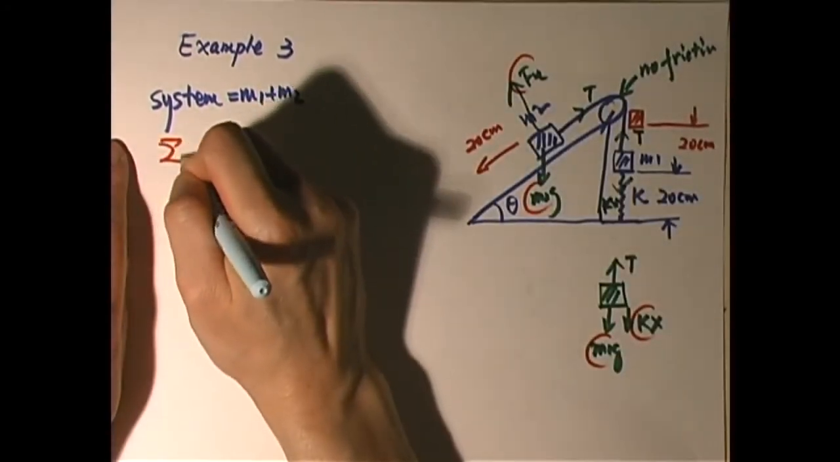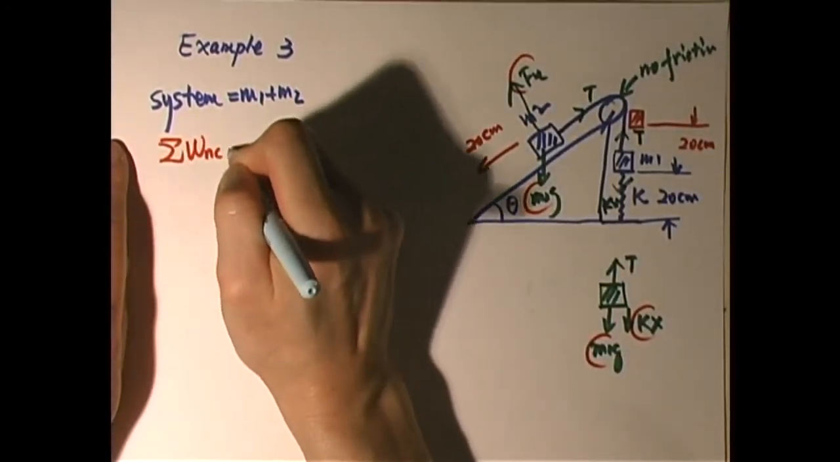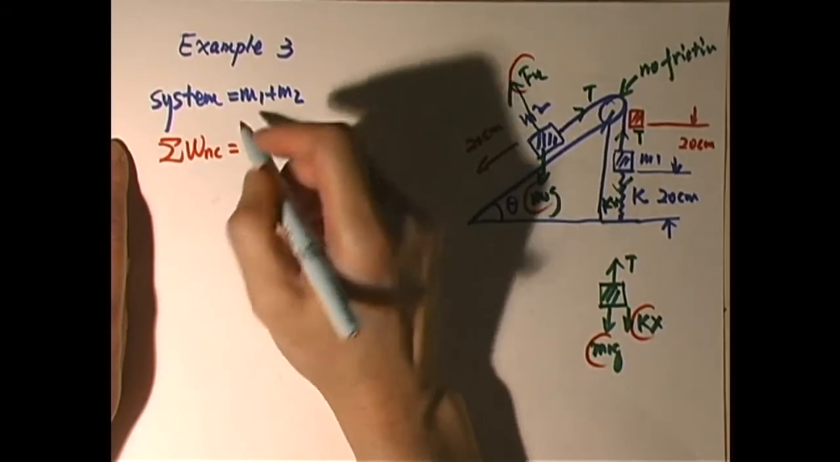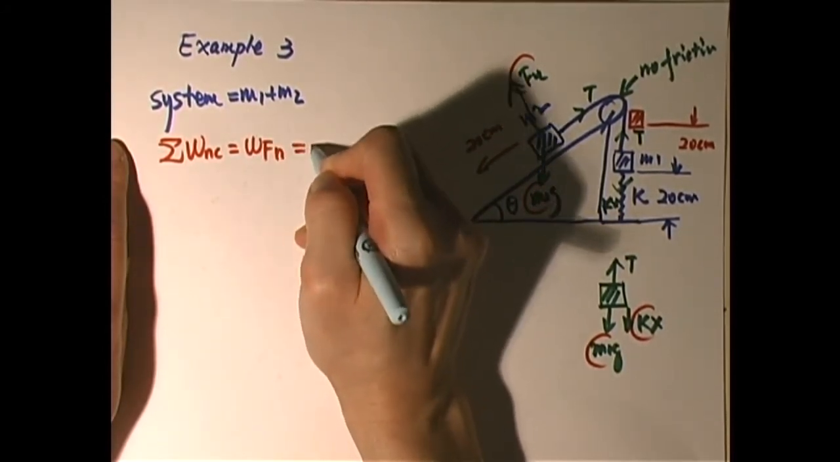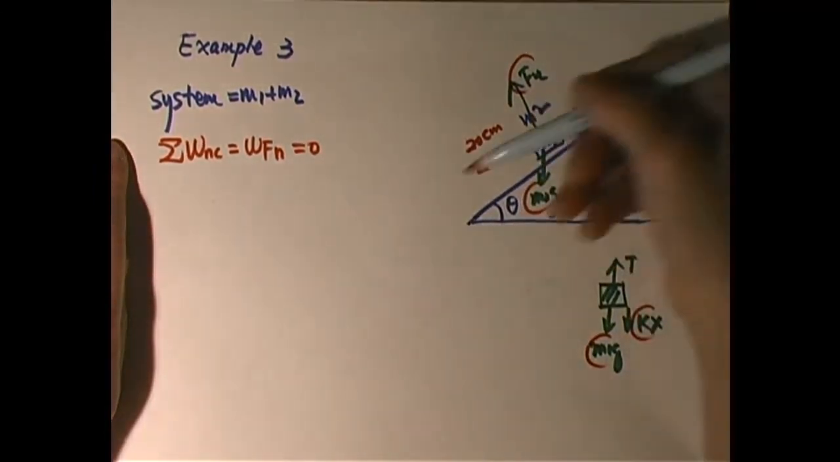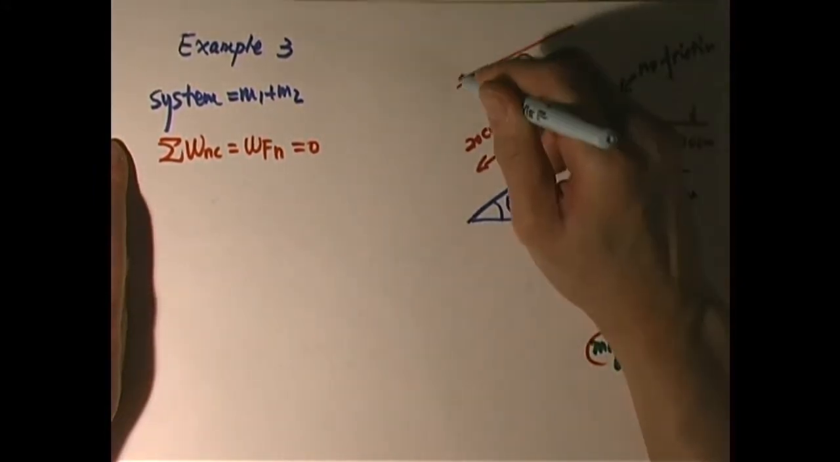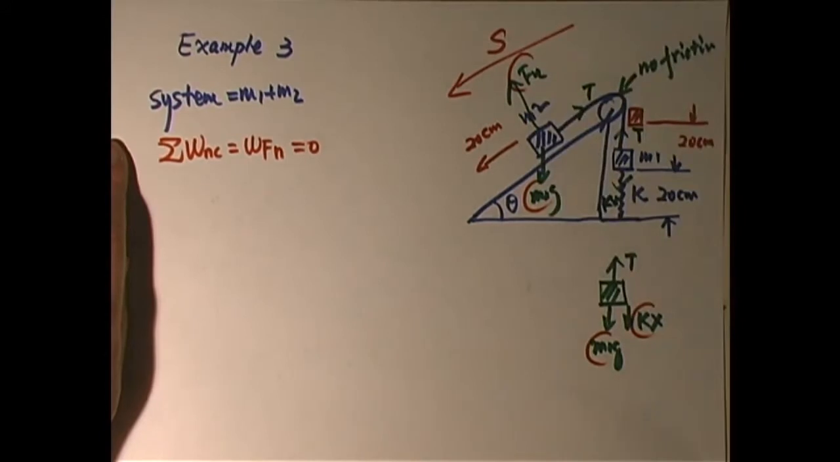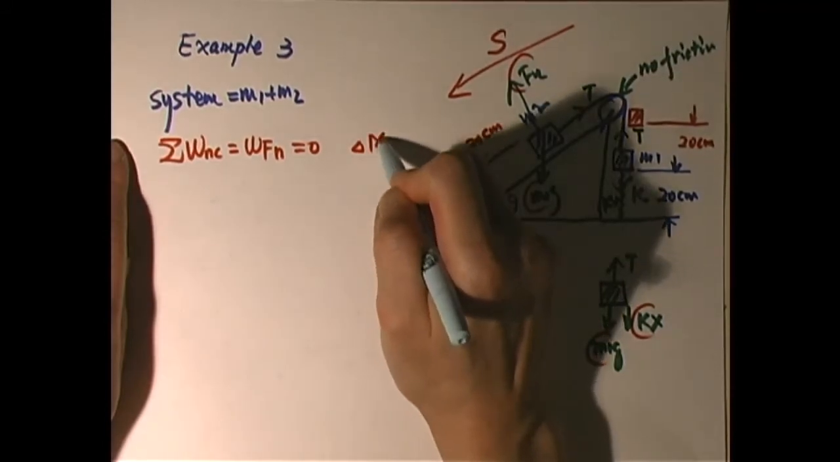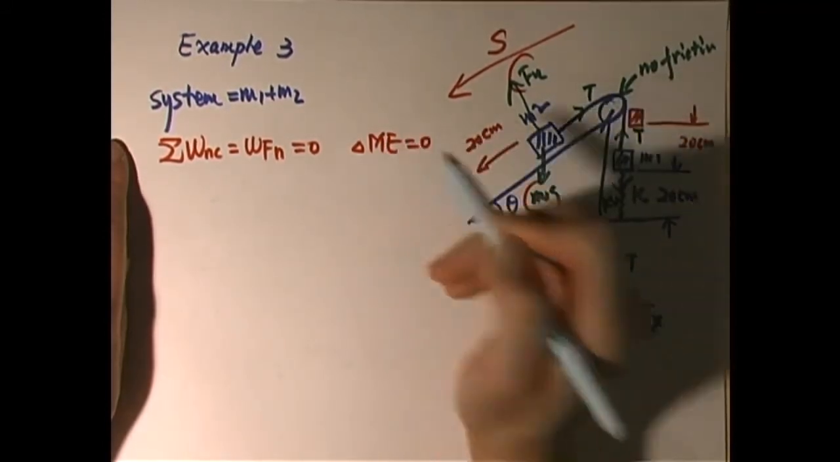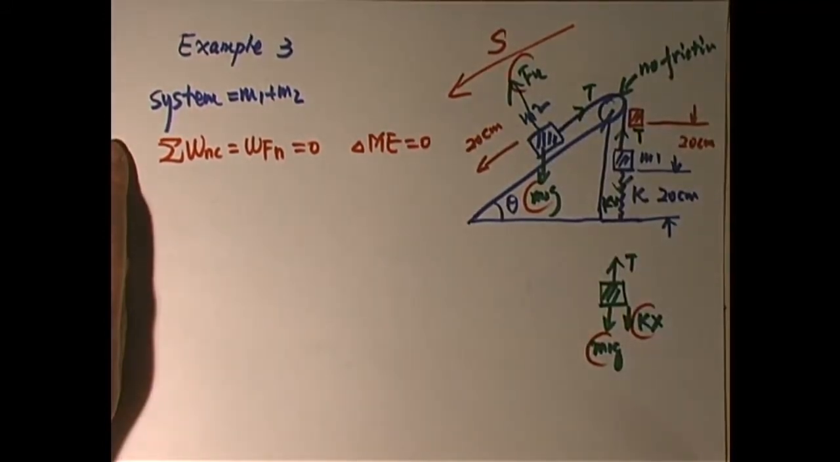So we say sigma W non-conservative equals only one non-conservative, which is Fn. That does zero work because displacement S is perpendicular to the normal force. So again, we say mechanical energy change is zero, system mechanical energy is conserved.